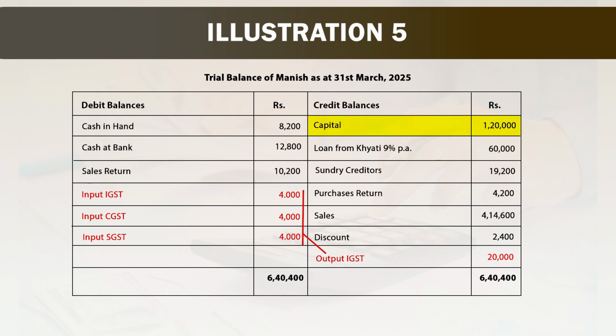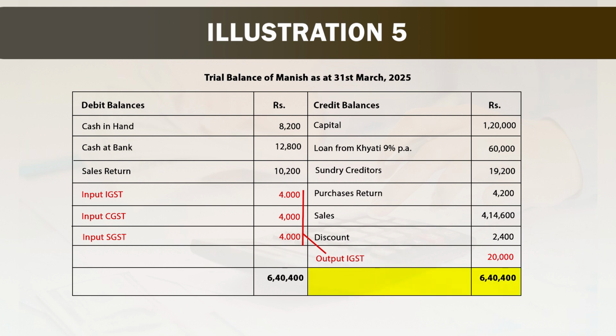The first item is capital 1,20,000, loan from Khyati at the rate of 9% per annum 60,000 rupees, sundry creditors 19,200, purchase returns 4,200 to be reduced from our purchases, sales to be shown credit side of trading account 4,14,600. This discount we have received 2,400, it is an item of profit and loss account credit side, and output IGST is given to us of rupees 20,000.